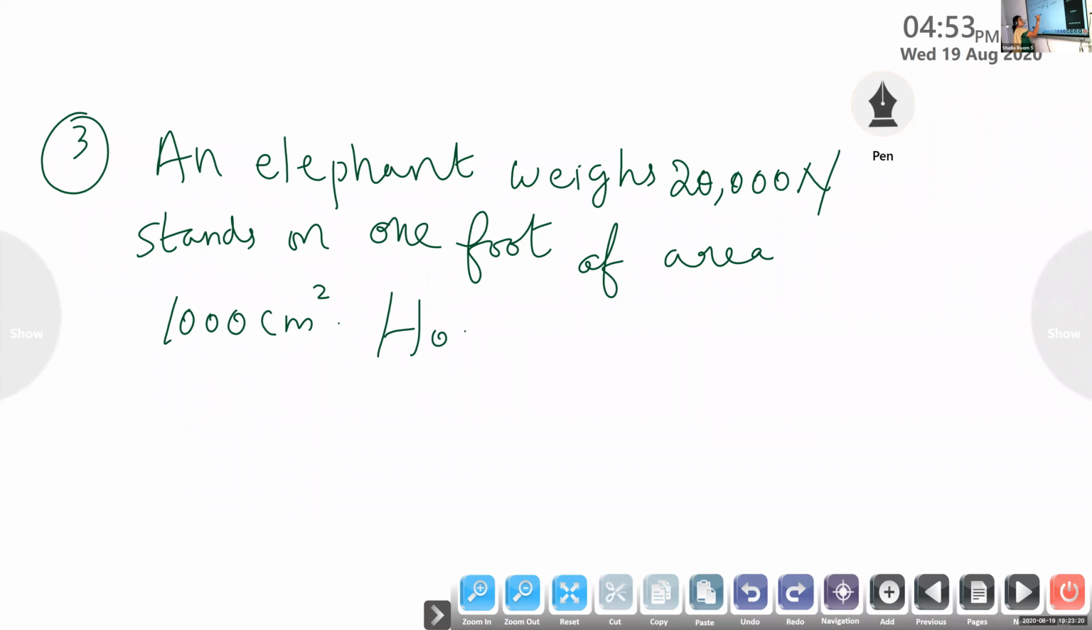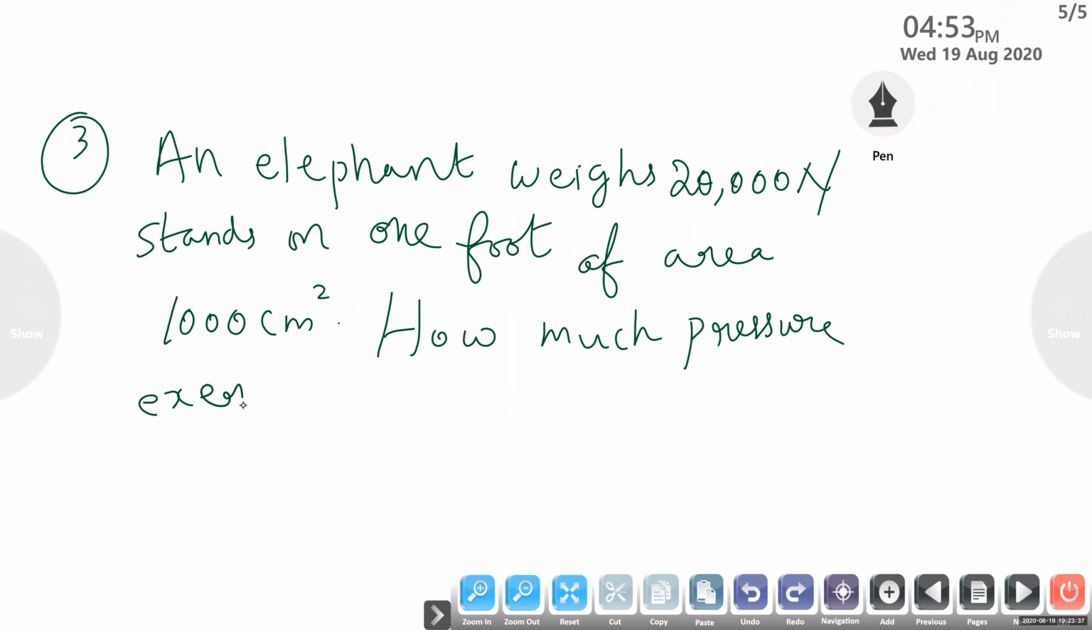How much pressure? He will not fall. He must be a circus elephant. You have seen elephants standing in the circus. Suppose it is mentioned that an elephant is standing on its feet, then you have to multiply 4 into 1,000. But here we only have to consider 1 foot. So he might be a circus elephant.